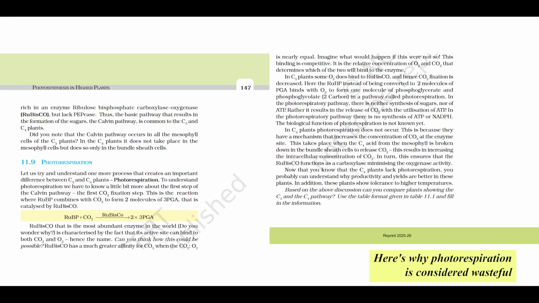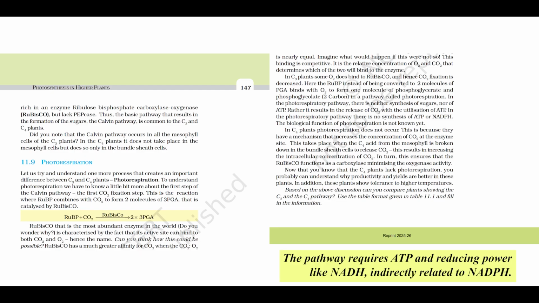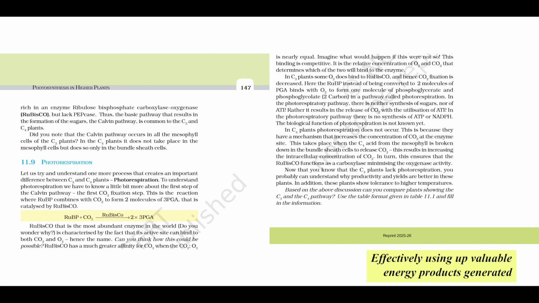Here's why photorespiration is considered wasteful or detrimental to the net efficiency of C3 plants. It results in no net gain of fixed carbon. In fact, during the photorespiratory pathway, some of the carbon that was initially fixed is released back as CO2 in the mitochondria. So it literally undoes some of the work of photosynthesis. It consumes energy. The pathway requires ATP and reducing power like NADH, indirectly related to NADPH, effectively using up valuable energy products generated by the light reactions without producing any sugar in return. It leads to a net loss of carbon and energy from the photosynthetic process, reducing the overall efficiency, sometimes by as much as 25% or more, in C3 plants under hot, dry conditions.